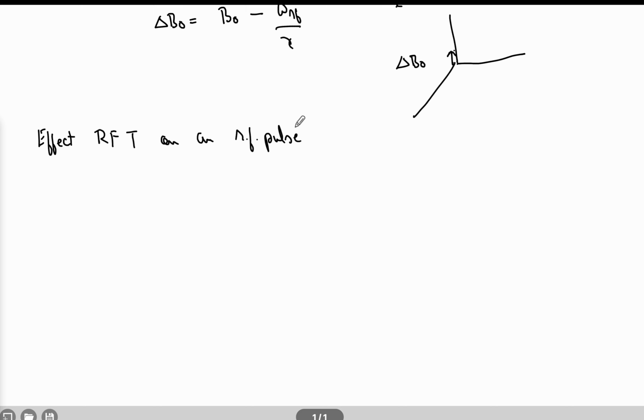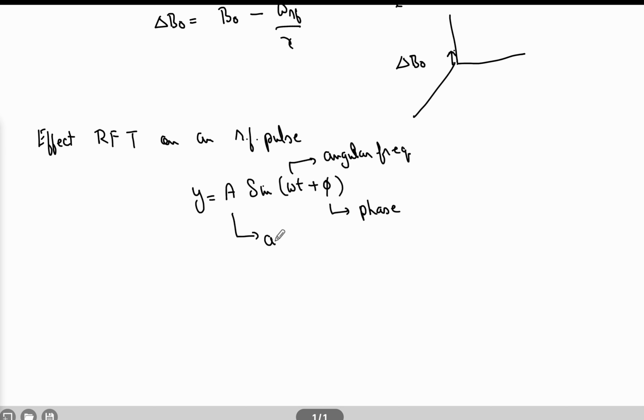So you are applying an RF pulse which is used to create transverse magnetization, right? So we had seen in the first lecture that any EM wave can be written as y is equal to A sine omega t plus phi. This is just to remind you, where phi is the phase factor, omega is the angular frequency, and A is the amplitude.